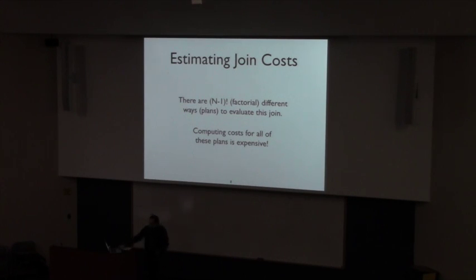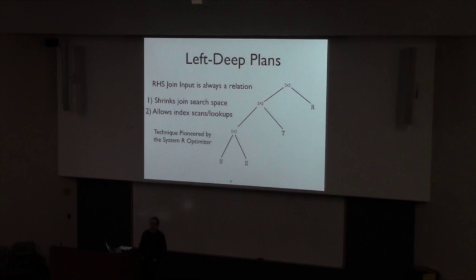A technique that was originally pioneered by the famed System R optimizer is something called a left deep join, or a left deep plan. The idea here is that you restrict yourself to a join plan where you're always joining with one additional relation. So if I have those four relations there, I can first join U and S, for example, then join that result with T, and then join that result with R. Or I can flip S and R. I can reorder the order in which I perform these joins.